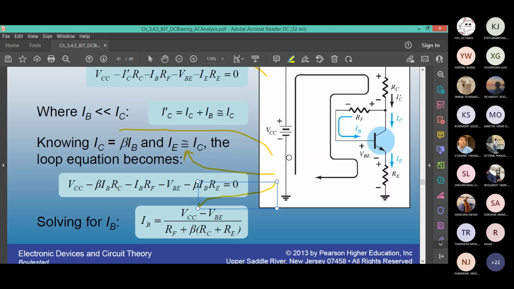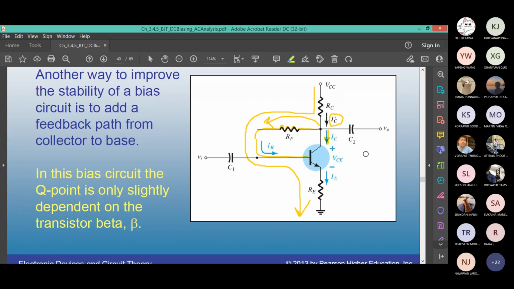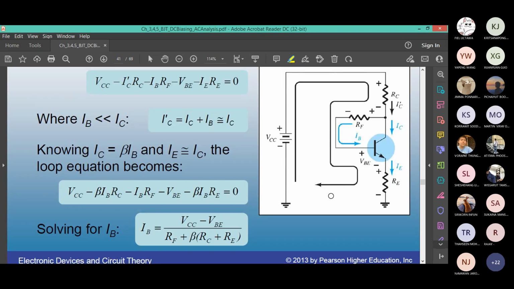Next is to find the outer loop, the collector emitter loop. What do we have in the collector emitter loop? Clear up this picture. VCC minus IC prime RC minus VCE minus IE RE equals 0. Now what are the approximations? IC prime is same as IC, so we can write VCC minus IC RC minus VCE minus IC RE. We always approximate IE as IC. That is the outer loop.